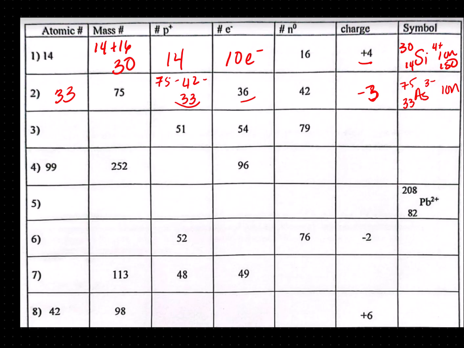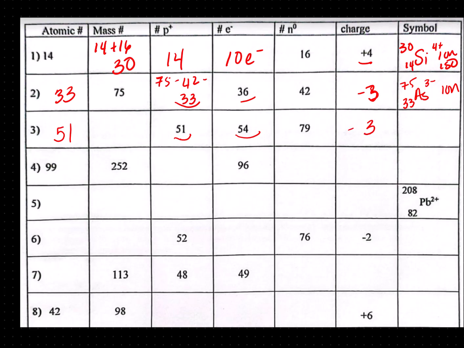Number 3 has 51 protons, which is the same as atomic number 51. The number of electrons is 54, so it does not match the protons. So this is a charged atom. It has more electrons, so 54 minus 51 is 3. This is a 3 minus again.